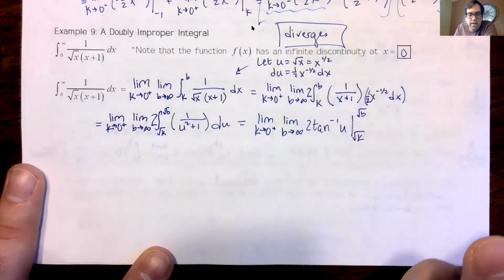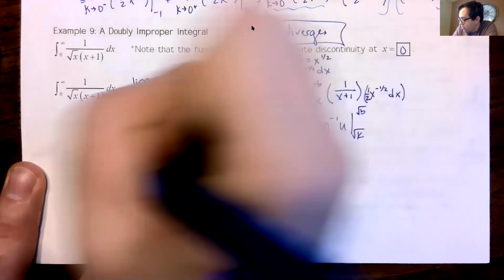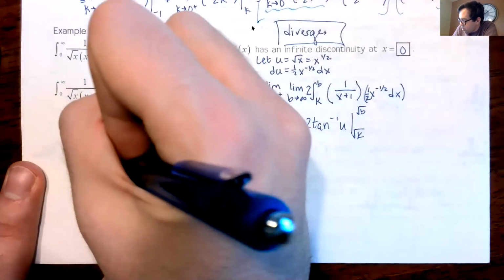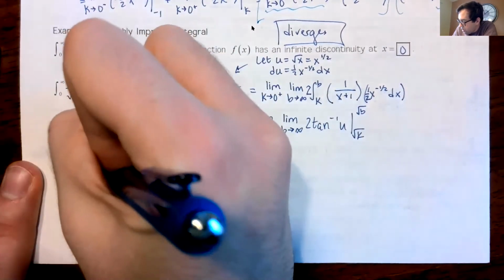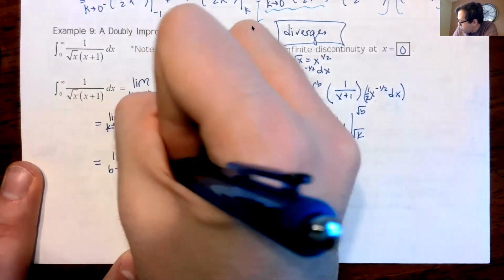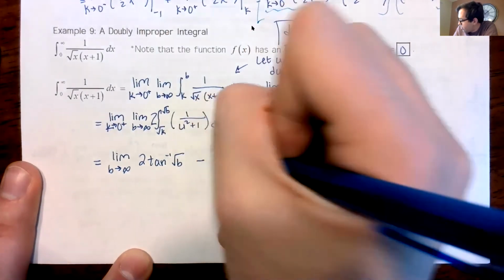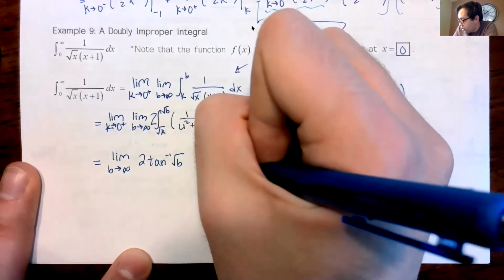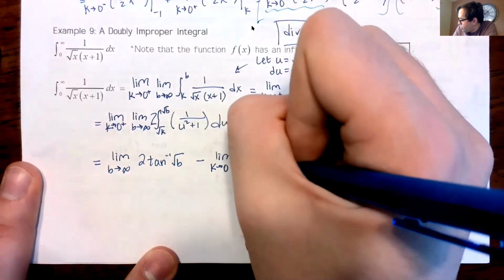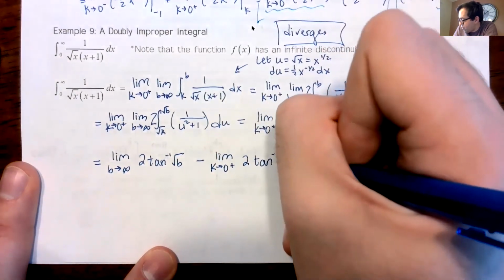Okay. And now let's try to do that. So we're going to have the limit, the upper one is b, so it's going to be the limit as b approaches infinity of 2 arctan of the square root of b minus the limit as k approaches 0 from the right of 2 arctan of the square root of k.